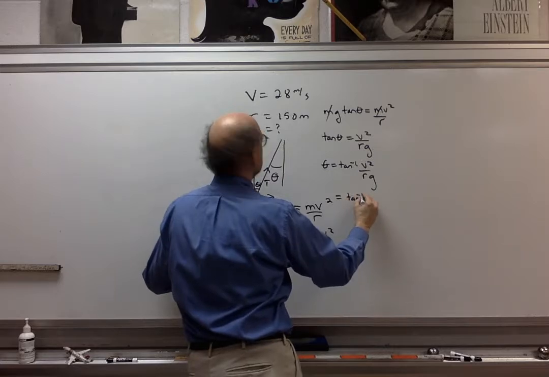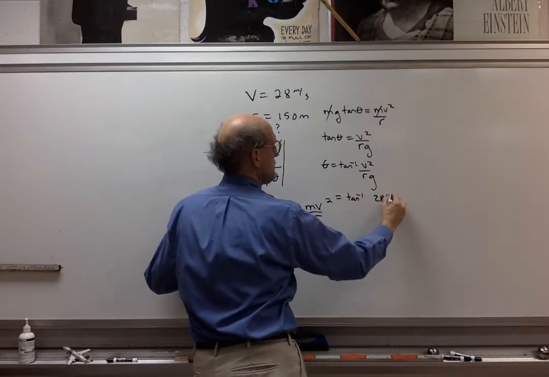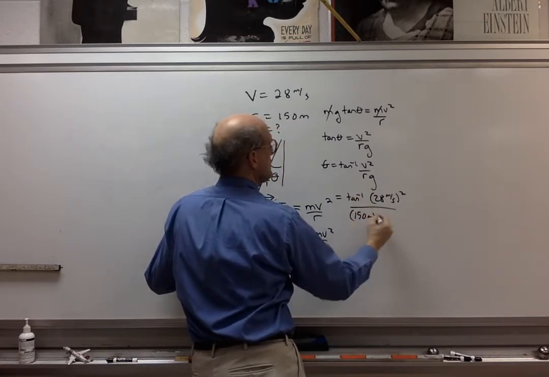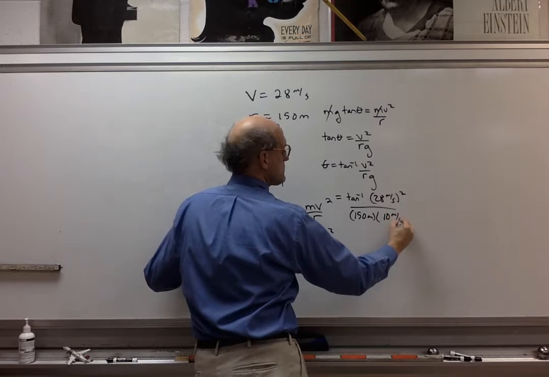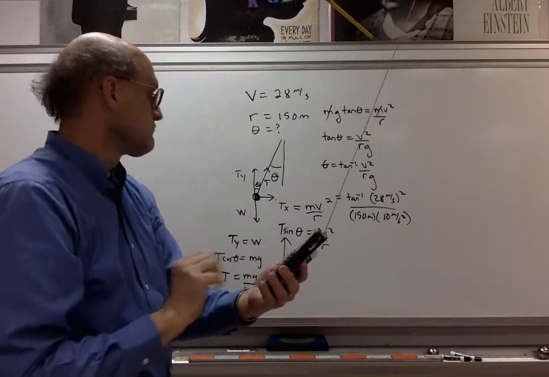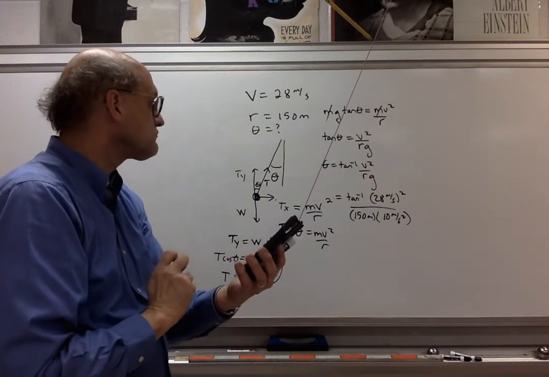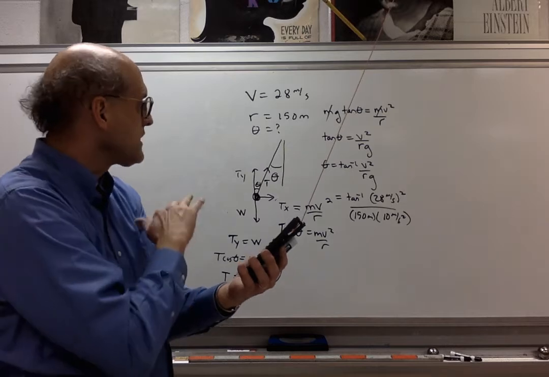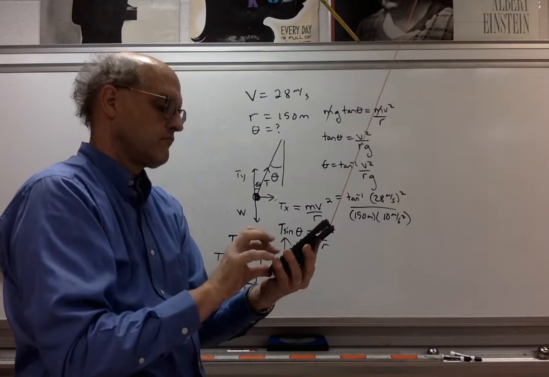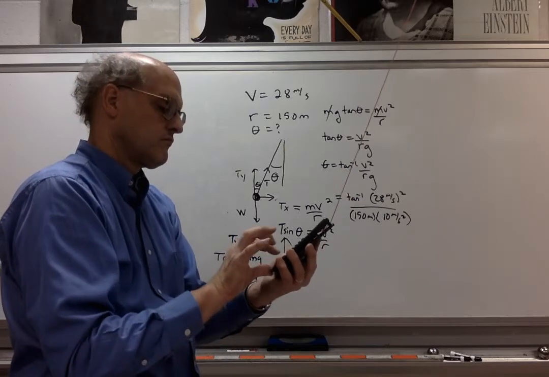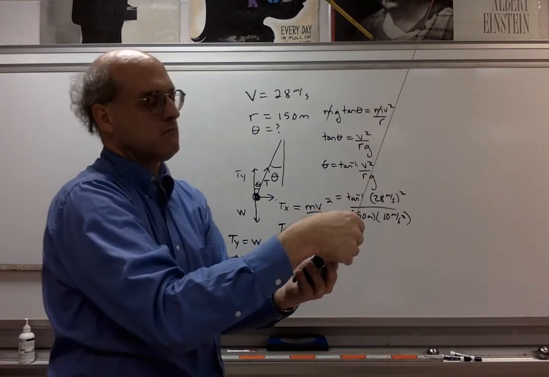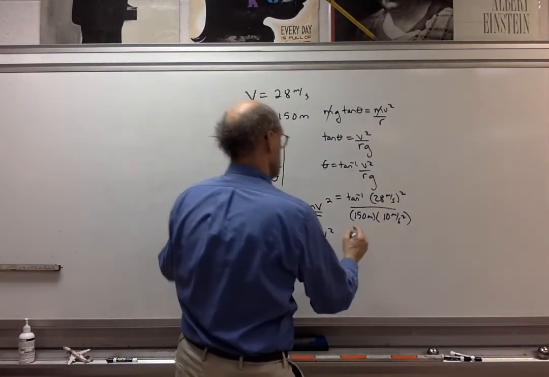Let's do the numbers. V is 28 meters per second. Square that, divided by r, 150 meters, multiplied by g, 10 meters per second squared. So we're taking the arctan of v squared over rg. And I'm getting about 27.6 degrees.